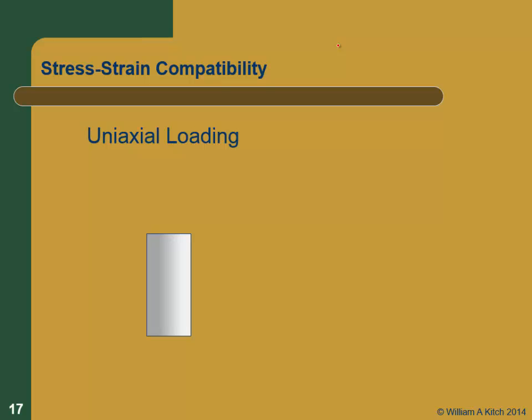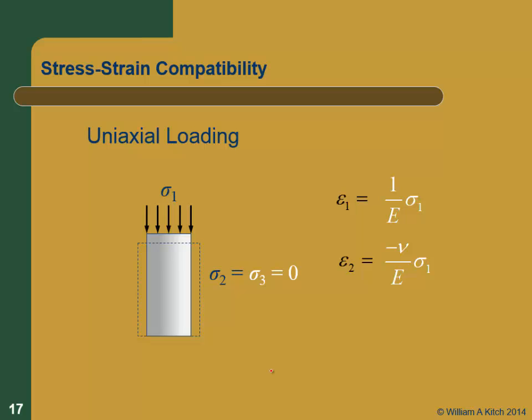If we undergo uniaxial loading, we're going to write the stress-strain relationships in tensor notation right now. We have sigma 1 on the top, sigma 2 is equal to sigma 3, they're equal to 0. And we just got through defining all these. Epsilon 1 is going to be equal to sigma 1 divided by Young's modulus. Epsilon 2 is going to be equal to minus Poisson's ratio divided by Young's modulus times sigma 1. And epsilon 3 in the other direction is the same, right? Also equal to minus Poisson's ratio divided by Young's modulus times sigma 1.